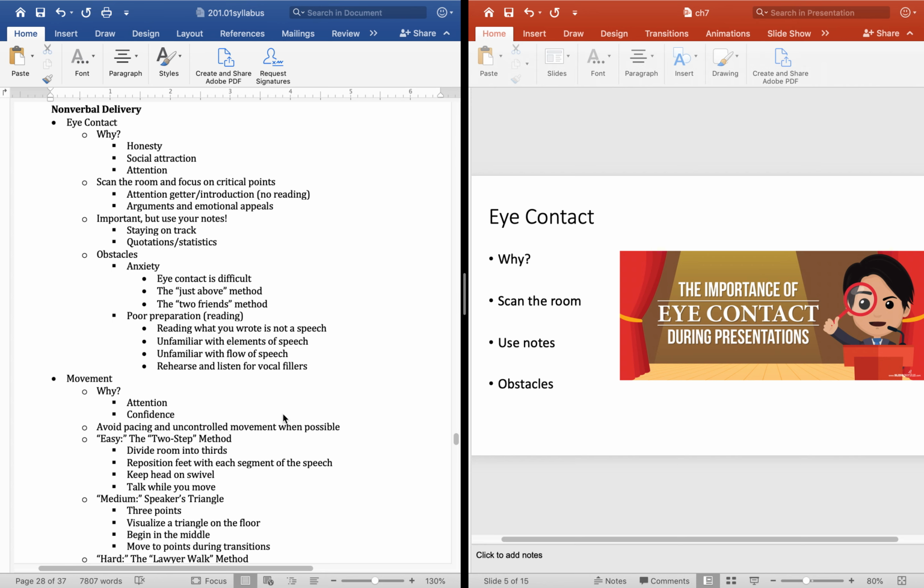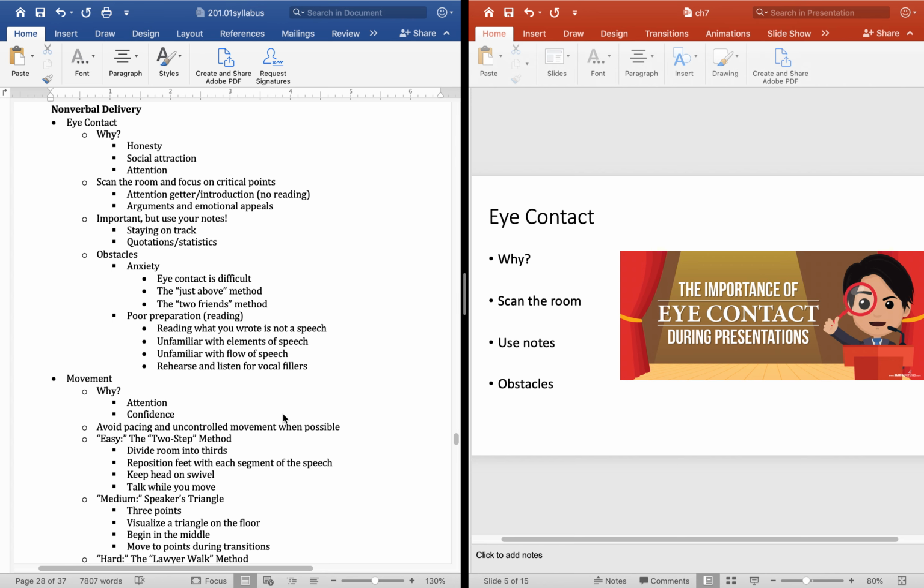Next up, what are some obstacles to making good eye contact? The first is anxiety. We talked about looking just above everyone. What I will tell you, don't look at everybody's hair. That's a mistake because people have different heights. And if you look out, the top of one person's head is going to be the eyes of the next person behind them. So look above that.